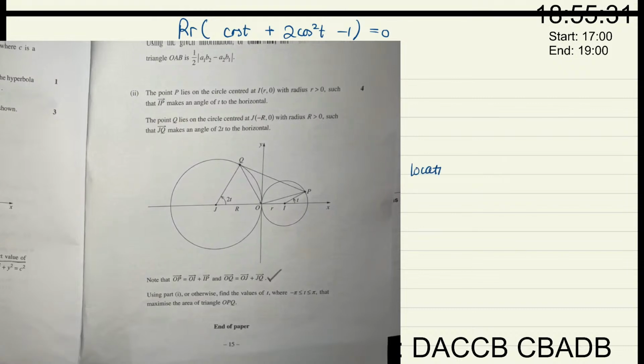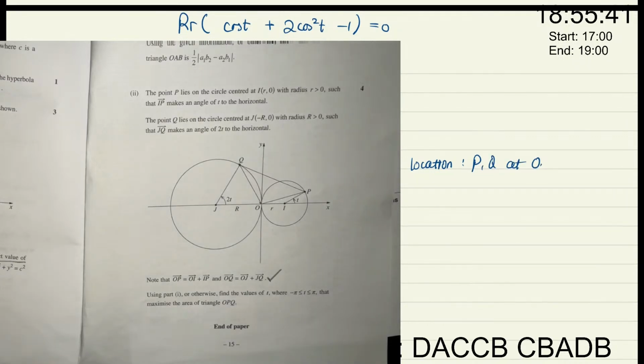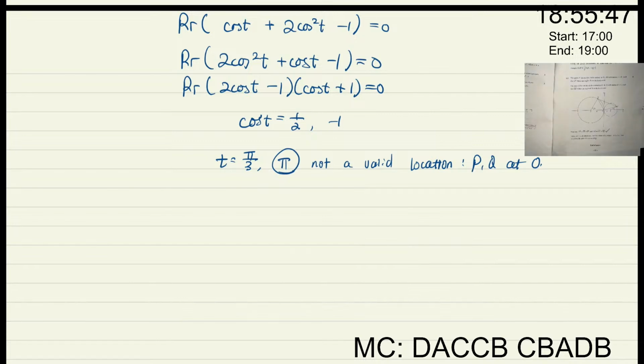You're just going to get 2 points on each other, P and Q in the same spot, both at the origin. So it seems like t equals pi on 3 is the answer that I've got for that one. Oh my goodness, no one can see the working out that whole time.